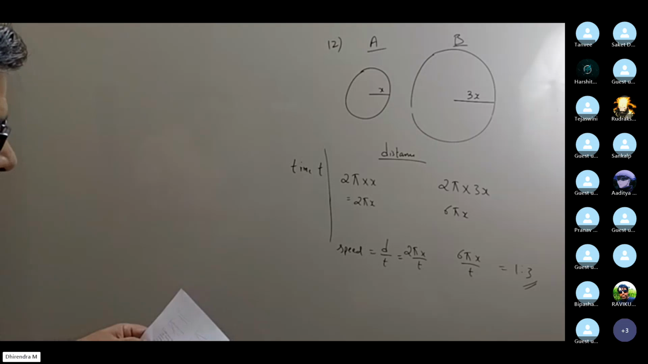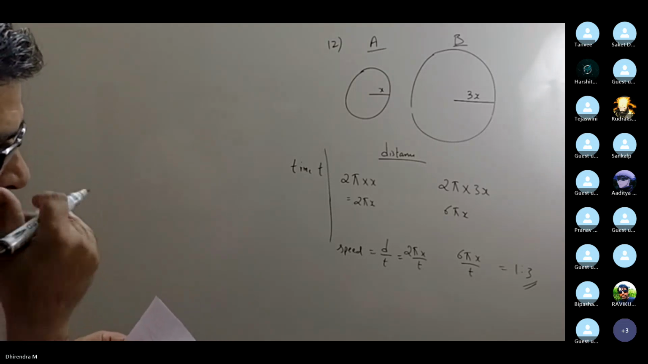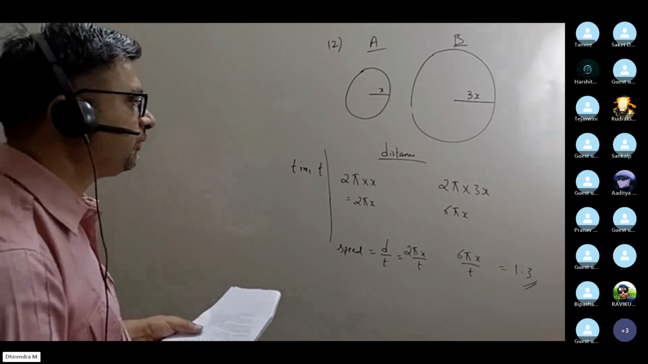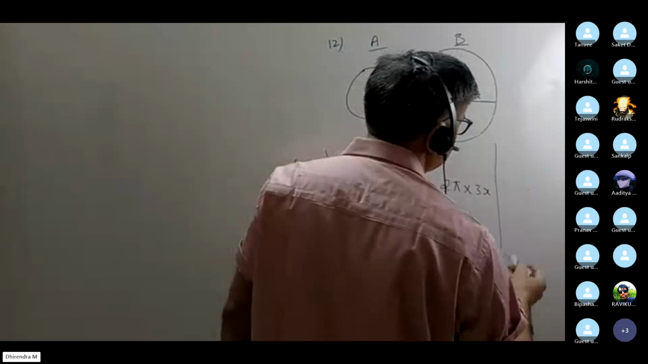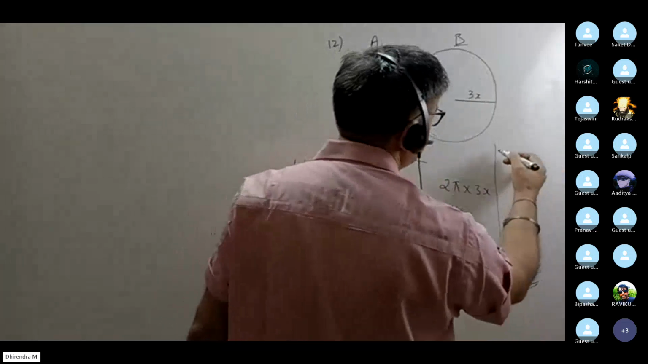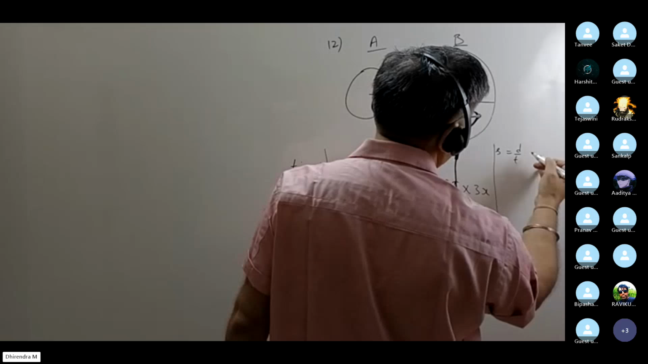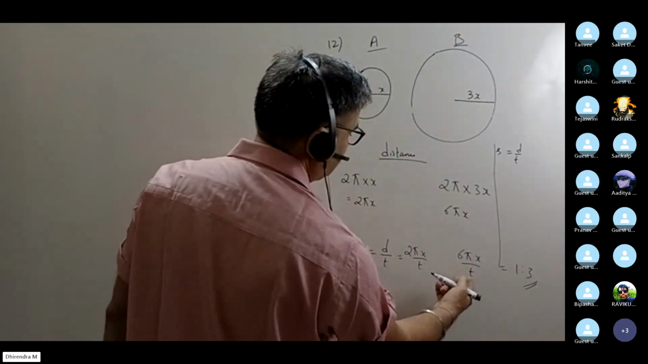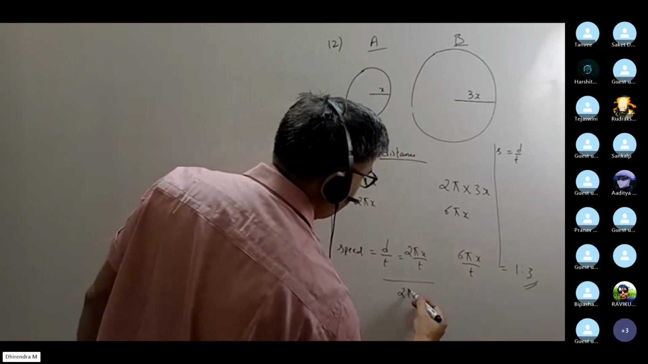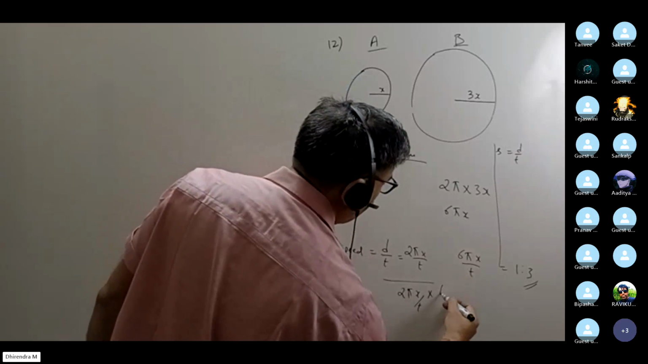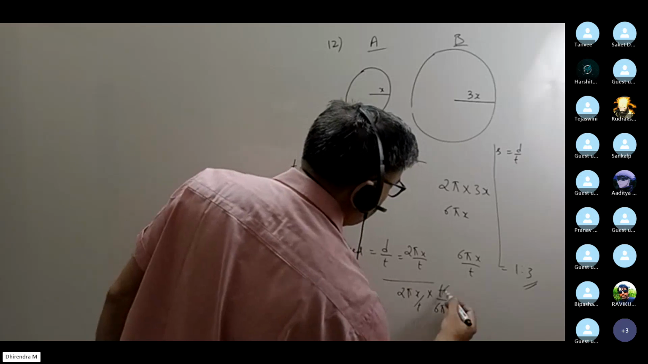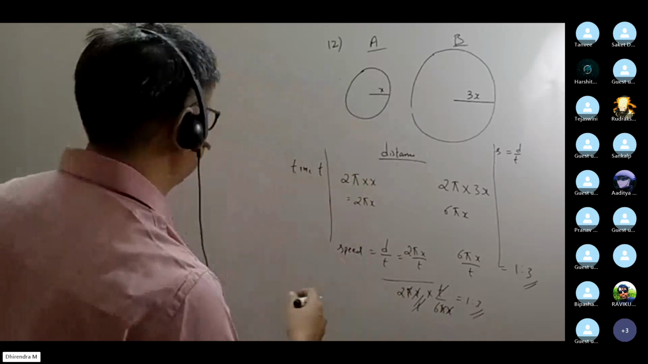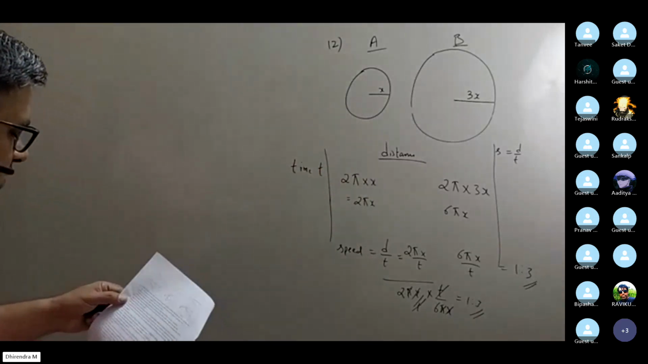If you take 2 pi r by 2 pi r into x, still it will be 1:3. Why do you have to rely on formulas, folks? What is the ratio of the speed? Speed is distance by time. So for circle A, distance by time is this much. For circle B, distance by time is this much. If you now take the ratio of these two quantities, it is 2 pi x by t into t by 6 pi x. t is gone, x and pi are gone. 2 by 6 is 1 by 3. Don't rely on formulas unless you cannot help it, folks.